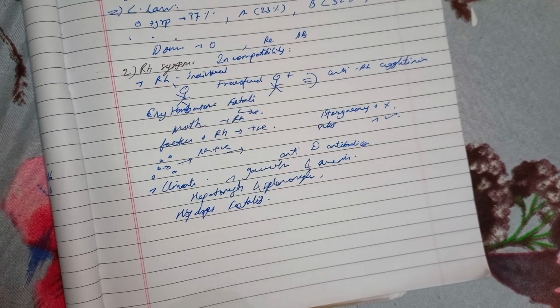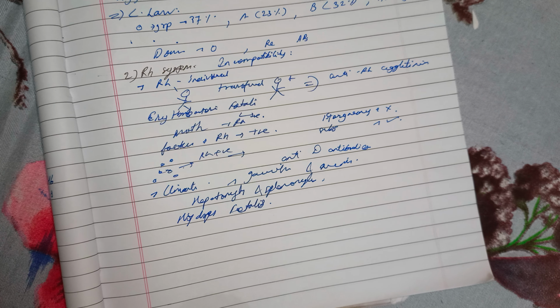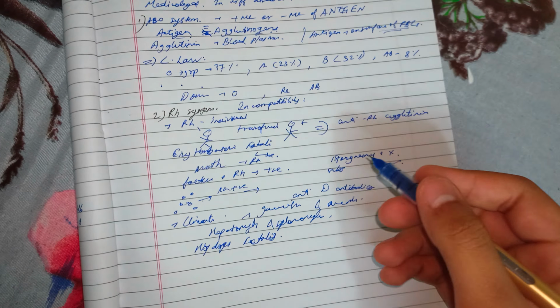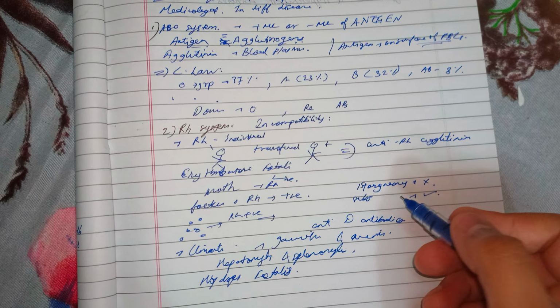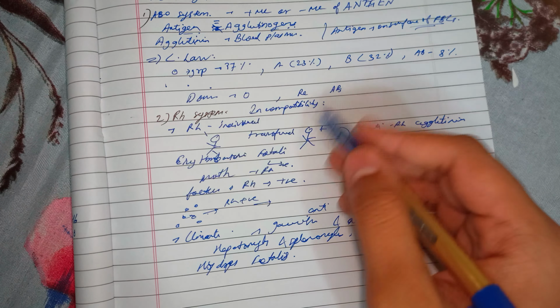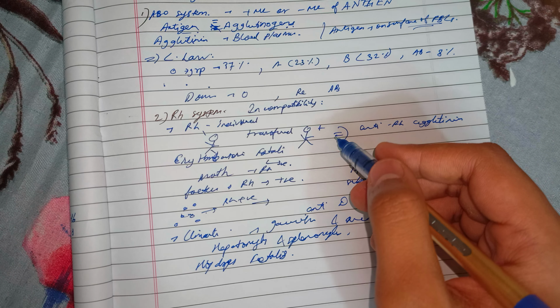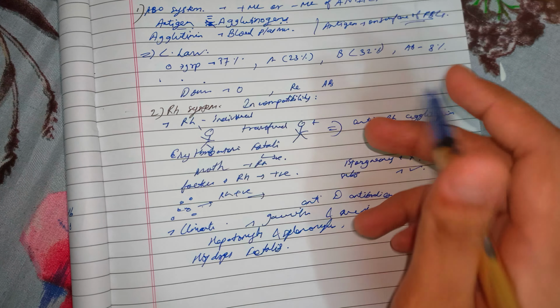Okay, treatment. First of all, prevention. Erythroblastosis fetalis can be prevented by administration of anti-D antibodies to the mother. Anti-D antibodies to the mother can begin soon after the first child is born. This causes destruction of Rh positive fetal cells in the maternal blood. Easy.